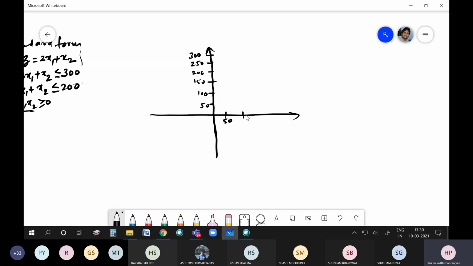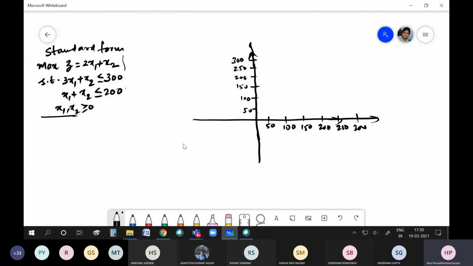$50, 100, 150, 200, 250, 300. So when x1 is 0, this is x1 and this is x2. Okay. So when x1 is 0, x2 is 300. When x2 is 0, so we will have this.